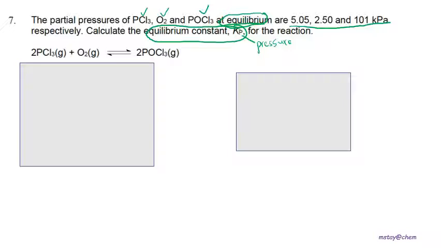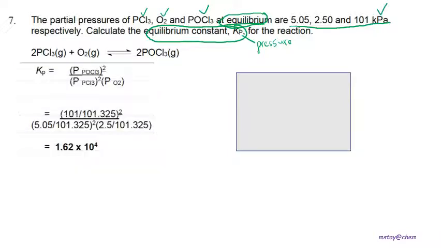So that means we are going to substitute the value of pressure in the Kp expression. Because the pressure given here is in kilopascal, you may convert it to atm by dividing by 101.325. In the end you will get 1.62 exponent 4. So again, Kp also has no unit.